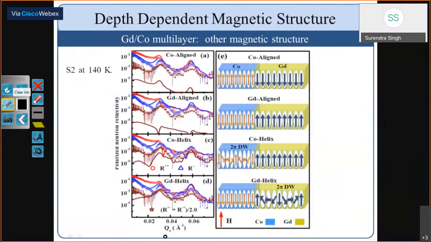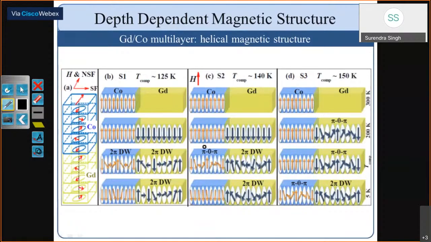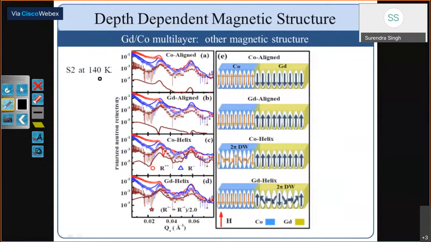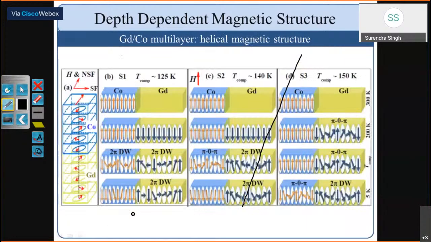And if you see, we have assumed different structures. This was the final result which gave the best fit. But if you see S2 at 140K, we have assumed a different kind of structure, and you can see a different kind of fit is coming, which is not at all good. This is one where the cobalt is aligned. We assume both cobalt and Gd are opposite to each other. With this structure we didn't get the fit for this system, and for this whole data we couldn't get the best fit. So we have discarded all these structures and got the best fit for all these samples with this one.